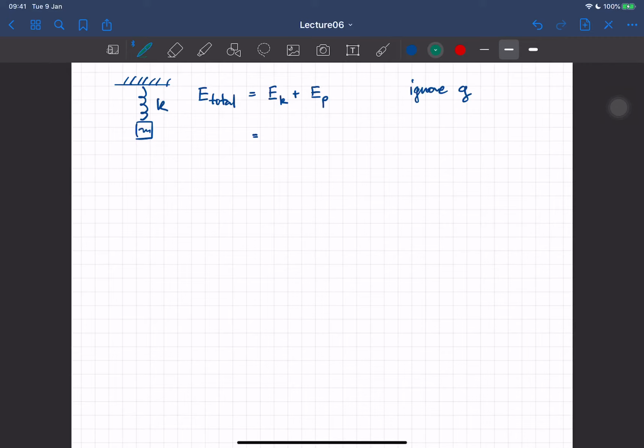So there's no mgh in our analysis here. We only have these two terms, and you know the formula for each one: 1/2 mv squared for kinetic energy, and 1/2 kx squared for elastic potential energy. v is the velocity, x is the displacement, and both we have calculated before. If we use x equals a cosine omega t, then v is minus omega a sine omega t. Just one differentiation gives you the velocity.